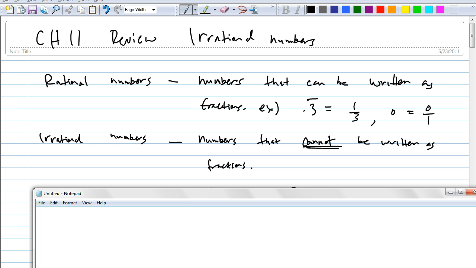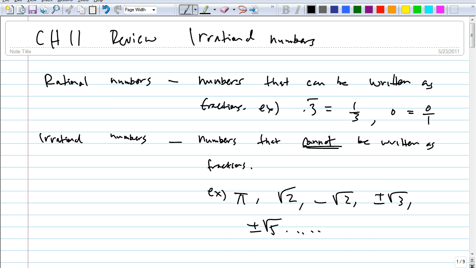If it repeats, is that rational or irrational? Rational. Any time the decimals repeat, you could always write it as a fraction. We'll learn that later, but from one example we just gave you, 0.3333 forever is 1/3, and so forth. So here are some examples of irrational numbers. Pi will be one of them. Square root of 2 or negative square root of 2, negative square root of 3, positive square root of 3.